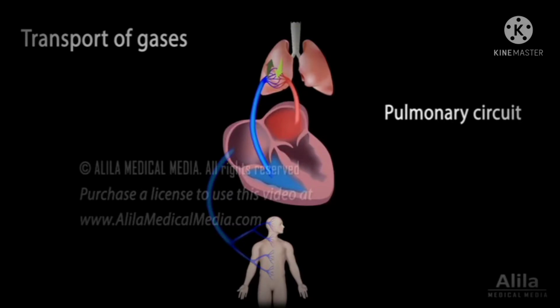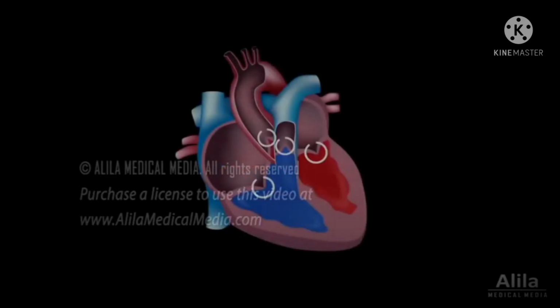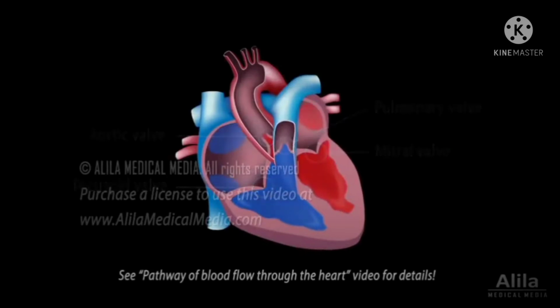The left side of the heart pumps oxygen-rich blood to the body's tissues, where it unloads oxygen and picks up carbon dioxide. The resulting deoxygenated blood again returns to the heart's right side to complete the cycle. This part is the systemic circuit. Because the heart's left side has to pump blood to the entire body, it has much thicker muscle than the right side. There are 4 valves which serve to ensure one-way blood flow through the heart.